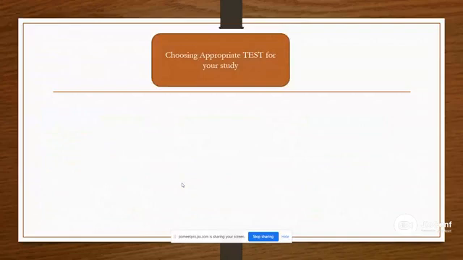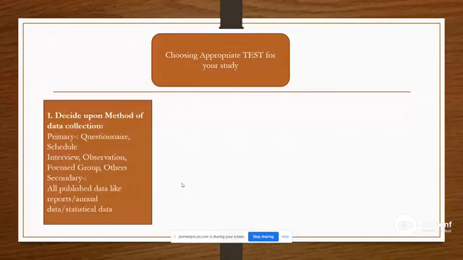Choosing appropriate test for your study. Test कैसे अब हम appropriate choose करेंगे? Decide upon the method of data collection. See, I told you how you are collecting your data and whether your data is ratio data, आपने कोई sales लिया है and then advertisement cost लिया है, or you have collected data on the basis of the feelings and the behavior and the attitude and the perception of the customers or employees.